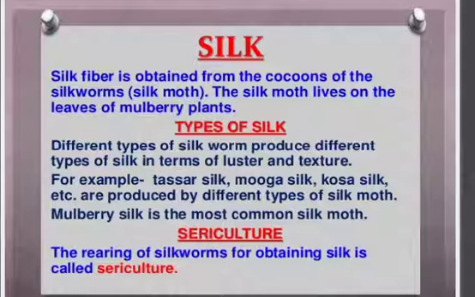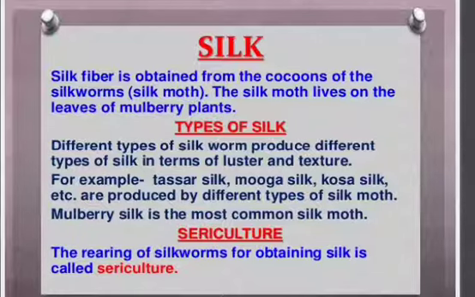Types of silk. Different types of silkworm produce different types of silk in terms of luster and texture. For example, Tussar silk, Muga silk, Kosa silk, etc. are produced by different types of silk moth. Mulberry silk is the most common silk. As there are a variety of silk moths, in the same way, different silk moths produce different silk.